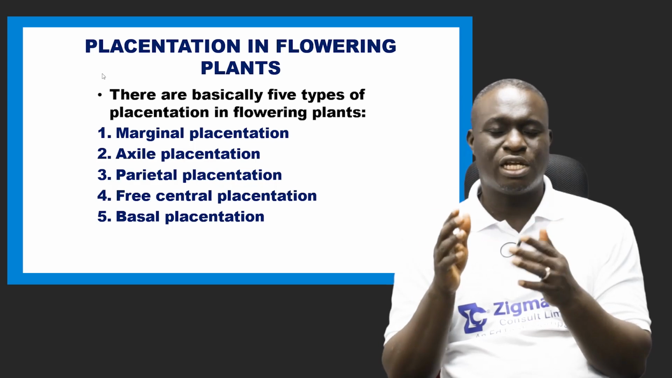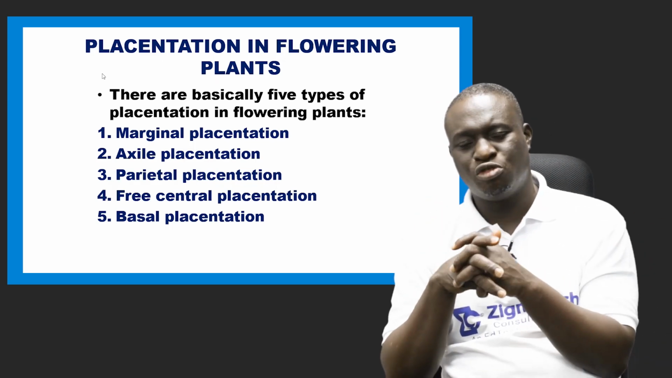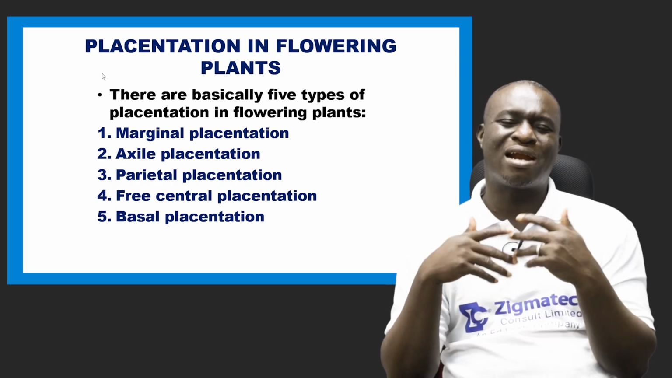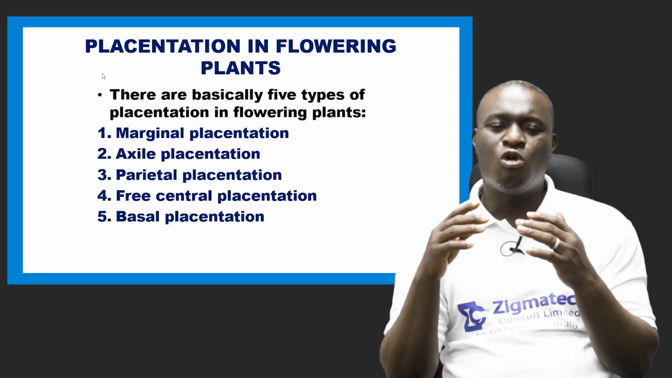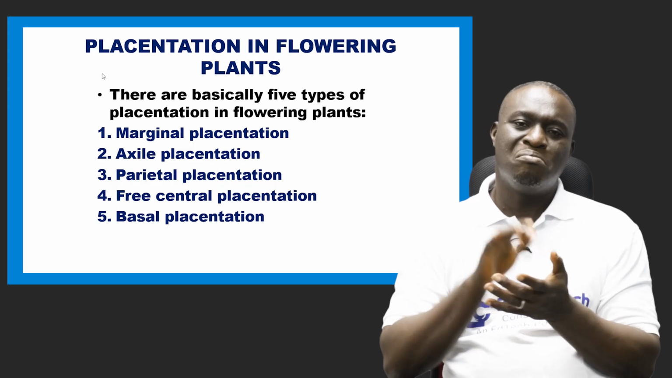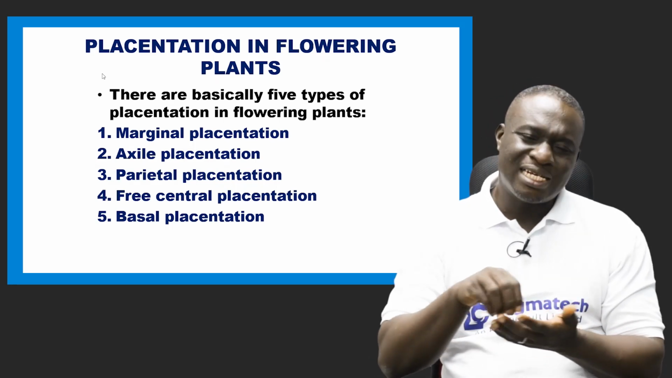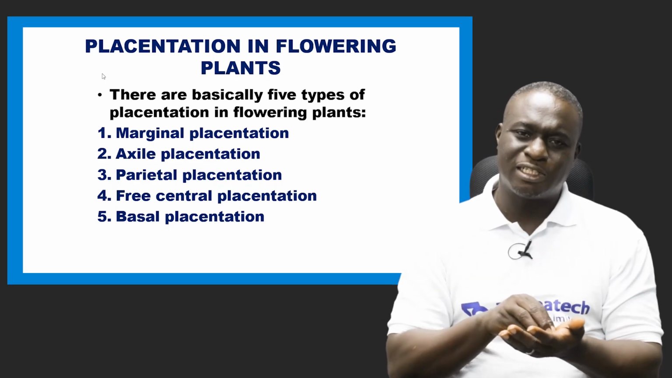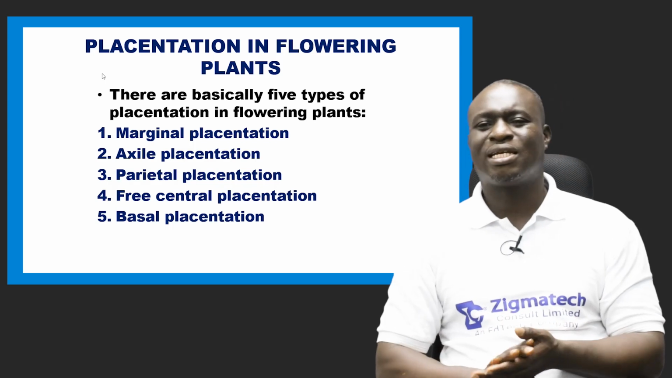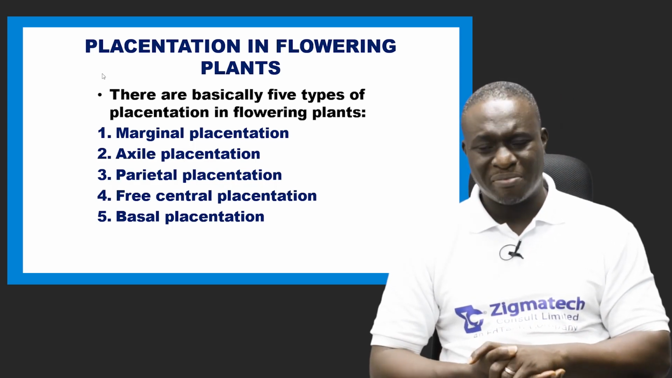Now, placentation is not the same definition as we have in humans, mostly reproduction in humans. Placentation simply means the arrangement of the ovules within the ovary. And basically, there are 5 types of placentations in flowering plants.